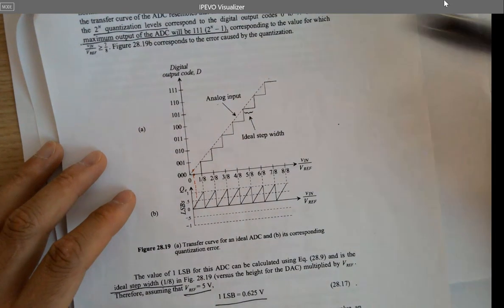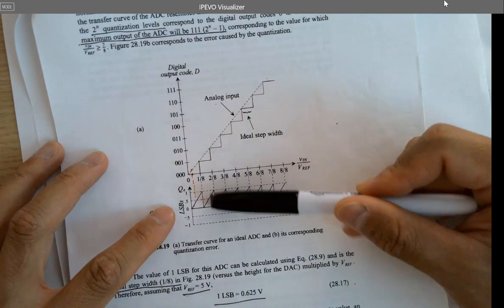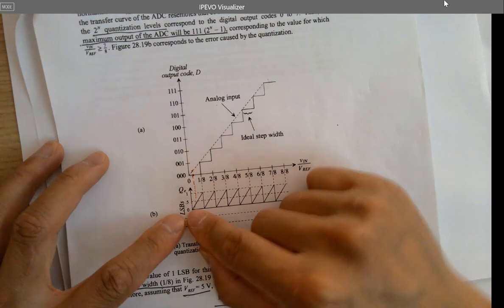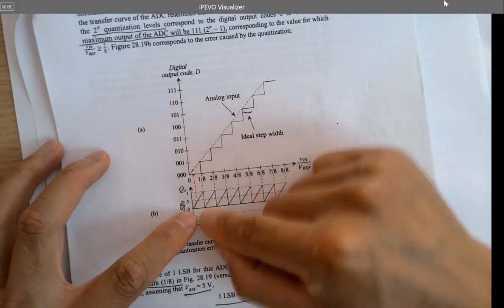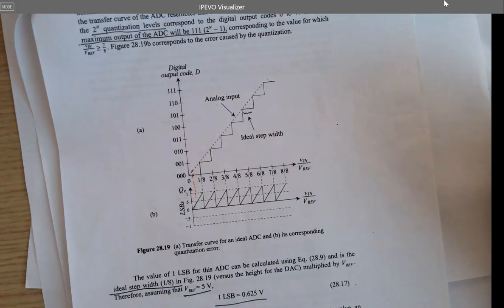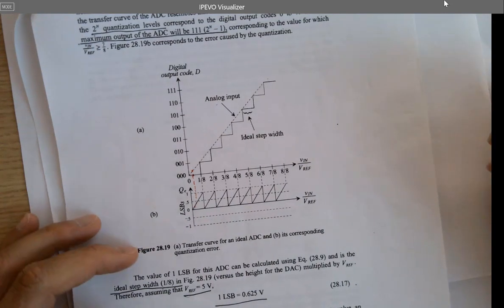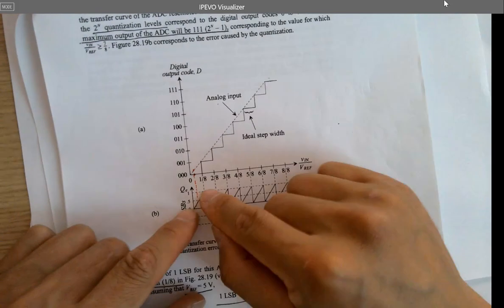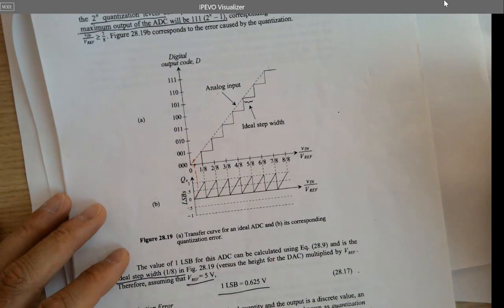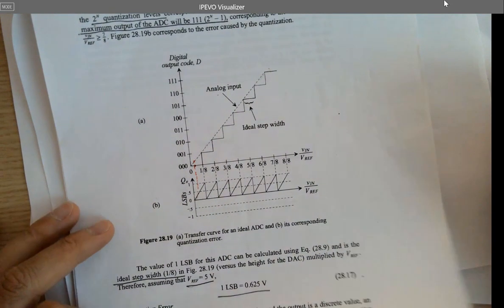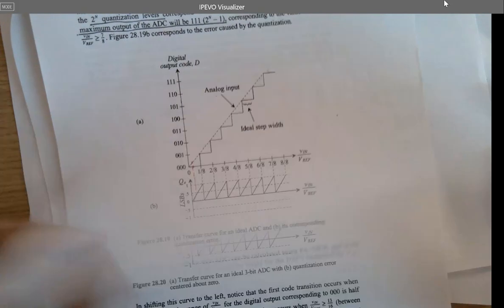Does that make sense? Are you able to see the errors like this in this curve? It's increasing from 0 and then to 1, and then drops to 0. Make sense here? So it's changing from 0 to 1, okay? And when we describe the quantization error, we say it's from 0 LSB to 1 LSB.